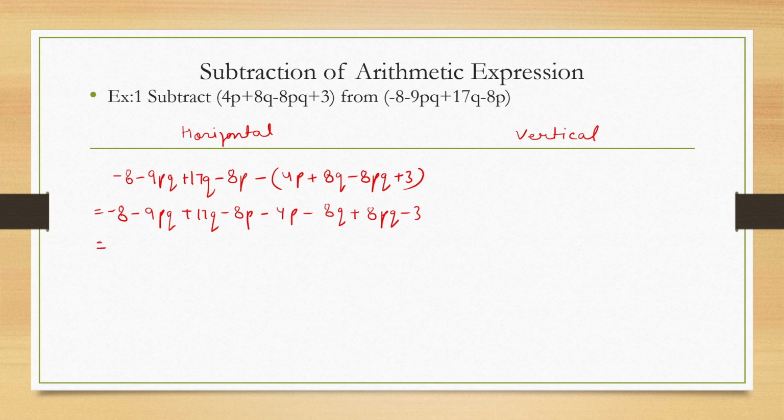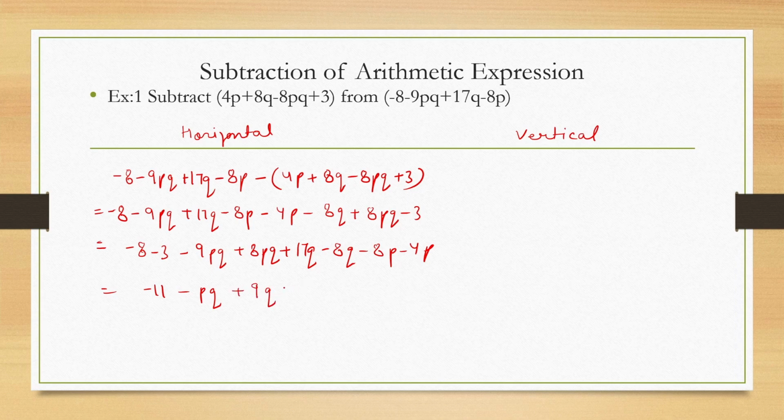So I will bring all the terms together: minus 8 minus 3, minus 9pq plus 8pq, plus 17q, I will bring minus 8q here, and minus 8p minus 4p. So this will be minus 11, this will be minus pq, this will be plus 9q, and this will be minus 12p. Okay, so the answer will be this one for this.